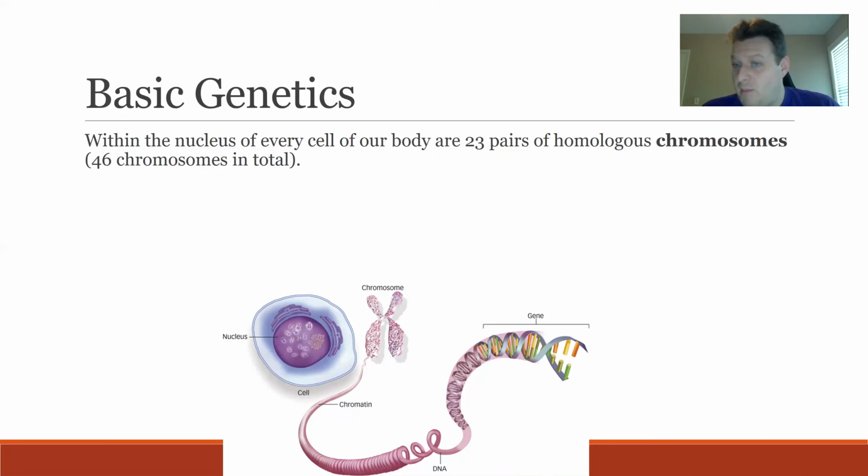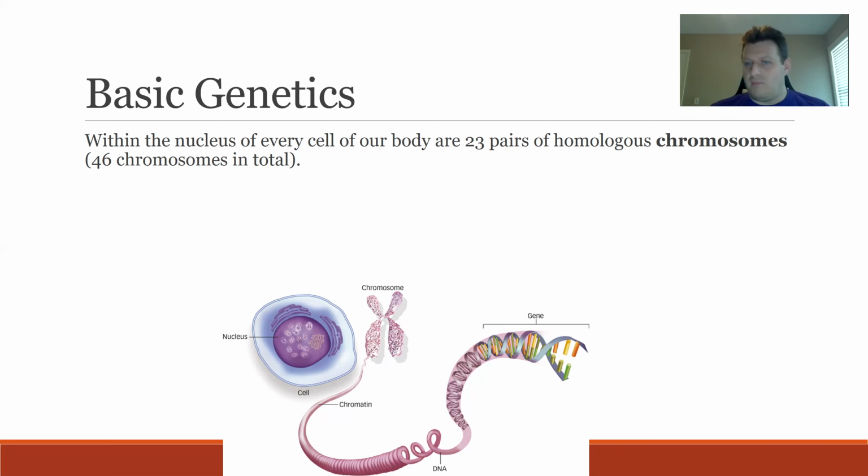23 pairs of homologous chromosomes. Homologous means similar, because homo means same. So we have pairs of chromosomes that pretty much contain the exact same genes, but there might be some small variations between those genes.